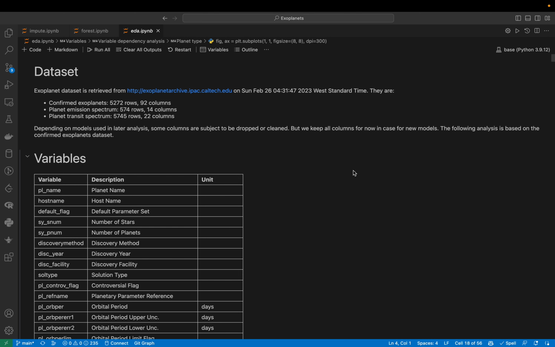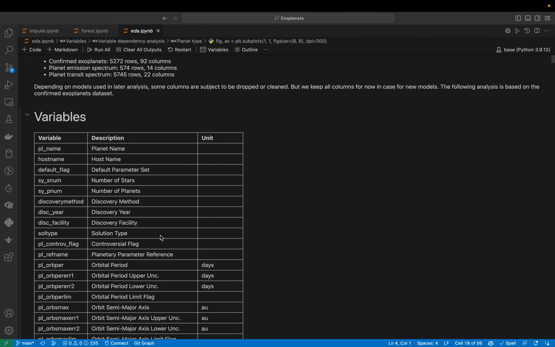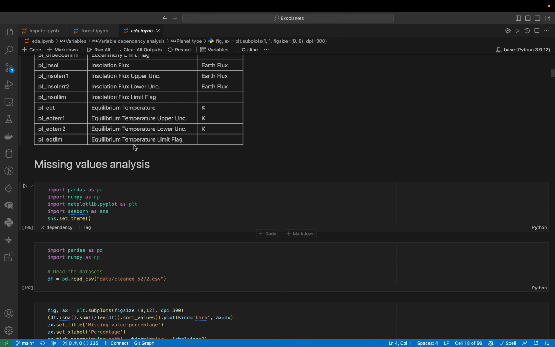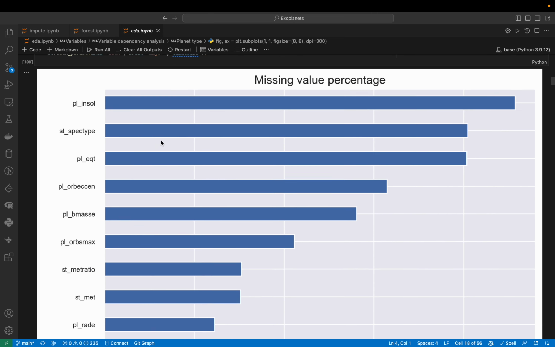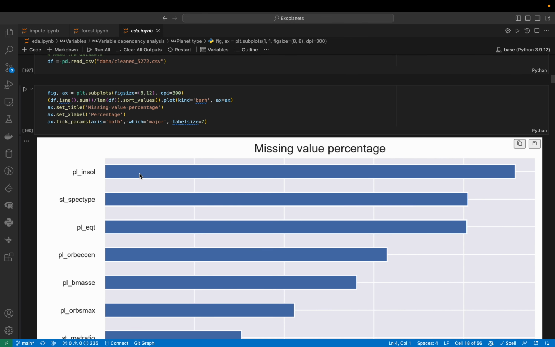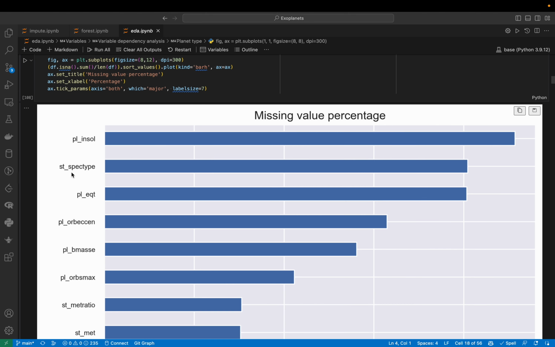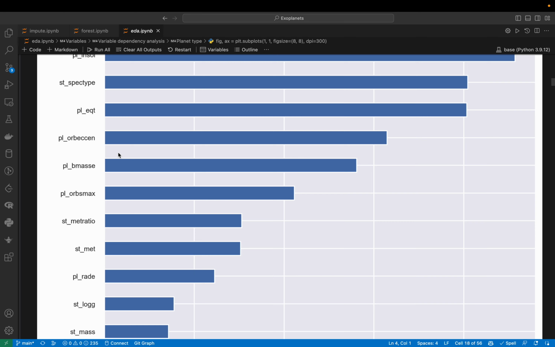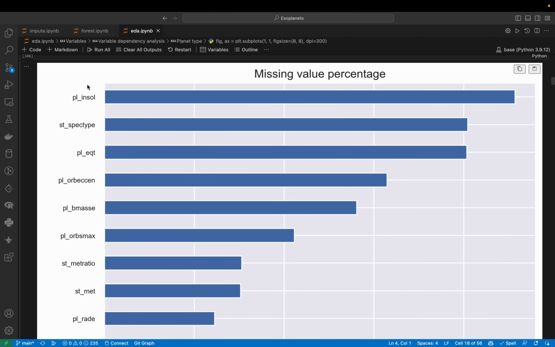The NASA database contains over 5,000 rows and 92 columns, but most of the columns are not useful. For example, the discovery facility, solution type, and controversial flag. So we removed some useless columns and analyzed the missing values. It turns out there are a lot of missing values in some columns, like the planetary insolation, which means how much radiation it receives from its star, and the stellar spectral type and planetary equilibrium temperature. But later you will see in our data analysis that those columns turn out not to be very important variables. So it is okay that we don't have all of the values.